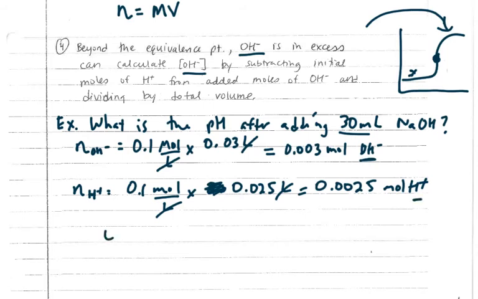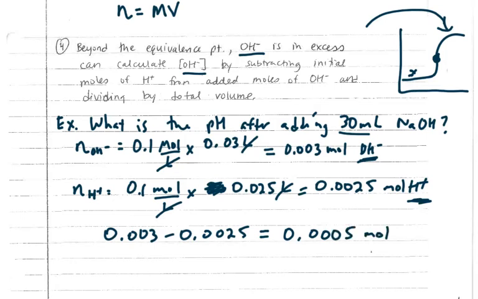So if we do some subtraction, 0.003 minus 0.0025, because for each mole of hydroxide we have, that will neutralize 1 mole of hydrogen ion. So if we have an unequal amount, in this case we have an excess of 0.0005 moles of OH minus. So the rest of these moles canceled each other out.